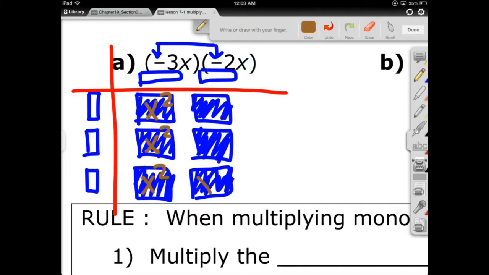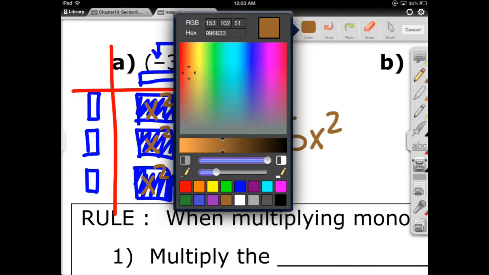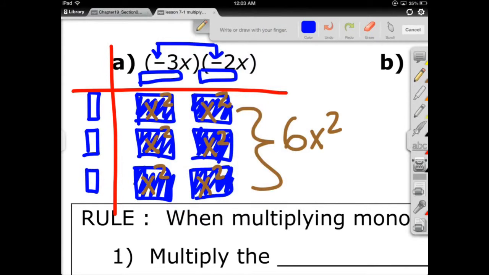I'll just label them all. How many did you get? Well, it turns out that you've got 6 of the x squareds. So the coefficient 6 is a counting value. It says how many of them you have. You have 6 of these squares.